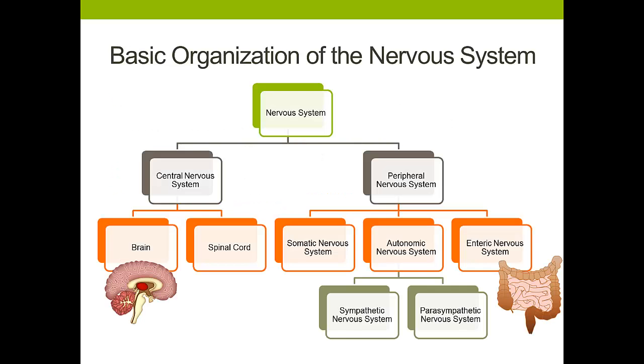Let's begin. This flowchart shows you the various divisions of the nervous system. Today, we will be focusing on the two divisions of the autonomic nervous system. The sympathetic division, which is often referred to as the fight or flight division, and the parasympathetic division, commonly referred to as the rest and digest division.